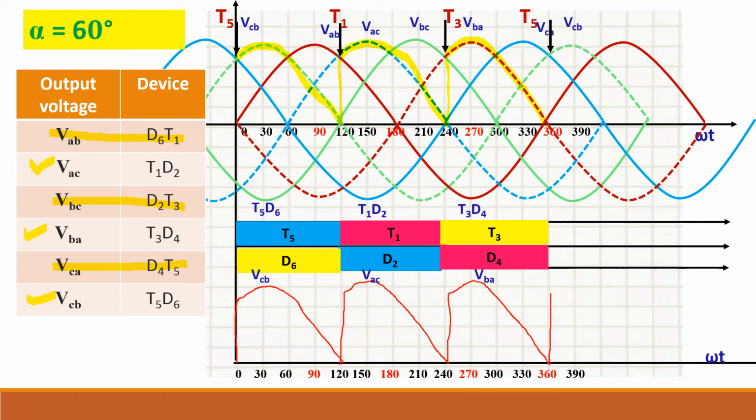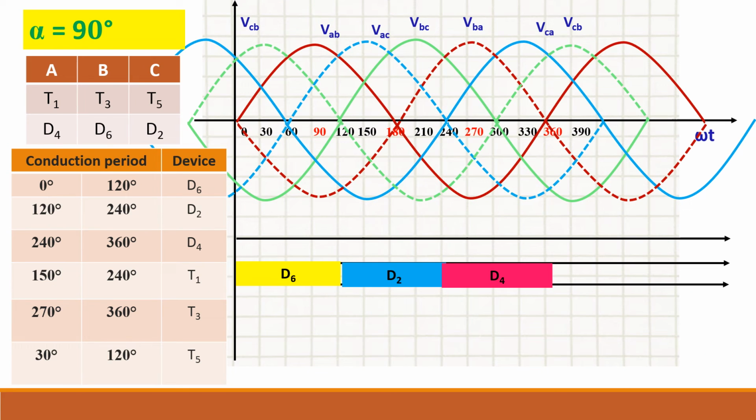Okay. Now we can see that there are only 3 pulses. Instead of 6 pulses as in the previous case, we have only 3 pulses here. So this is the peculiar phenomenon of this semiconverter. Depending upon the firing angle, its output waveform will change. You have only 3 pulses in this case.